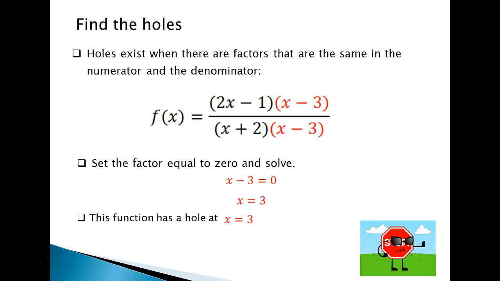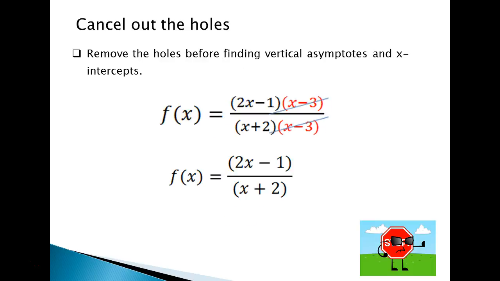So now it's time to find holes. Holes exist where we have a factor in the numerator that's the same as a factor in the denominator. And here we see we have x minus 3. That represents a hole. We will take that factor, set it equal to 0, solve for the variable, and that represents our hole. So our hole for this function is at x equal negative 3. That means that if x is negative 3, this function does not exist at that point.